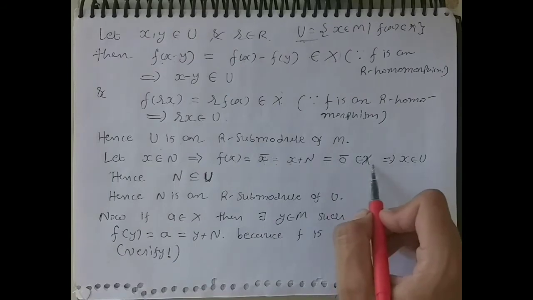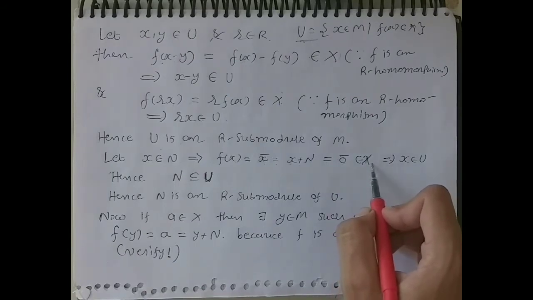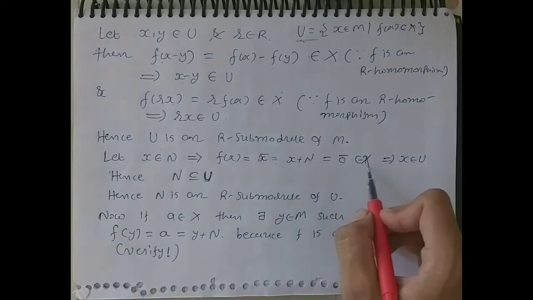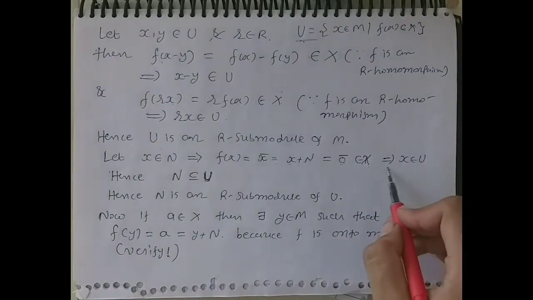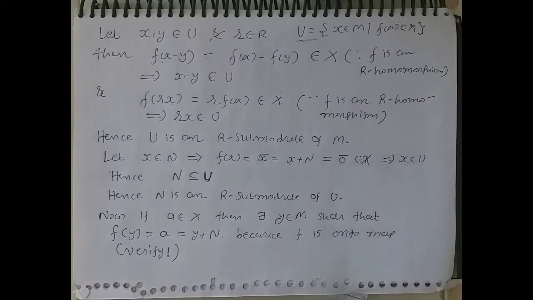Now X is an R submodule of M quotient N. So 0 bar also belongs to X. So this implies that x belongs to U.